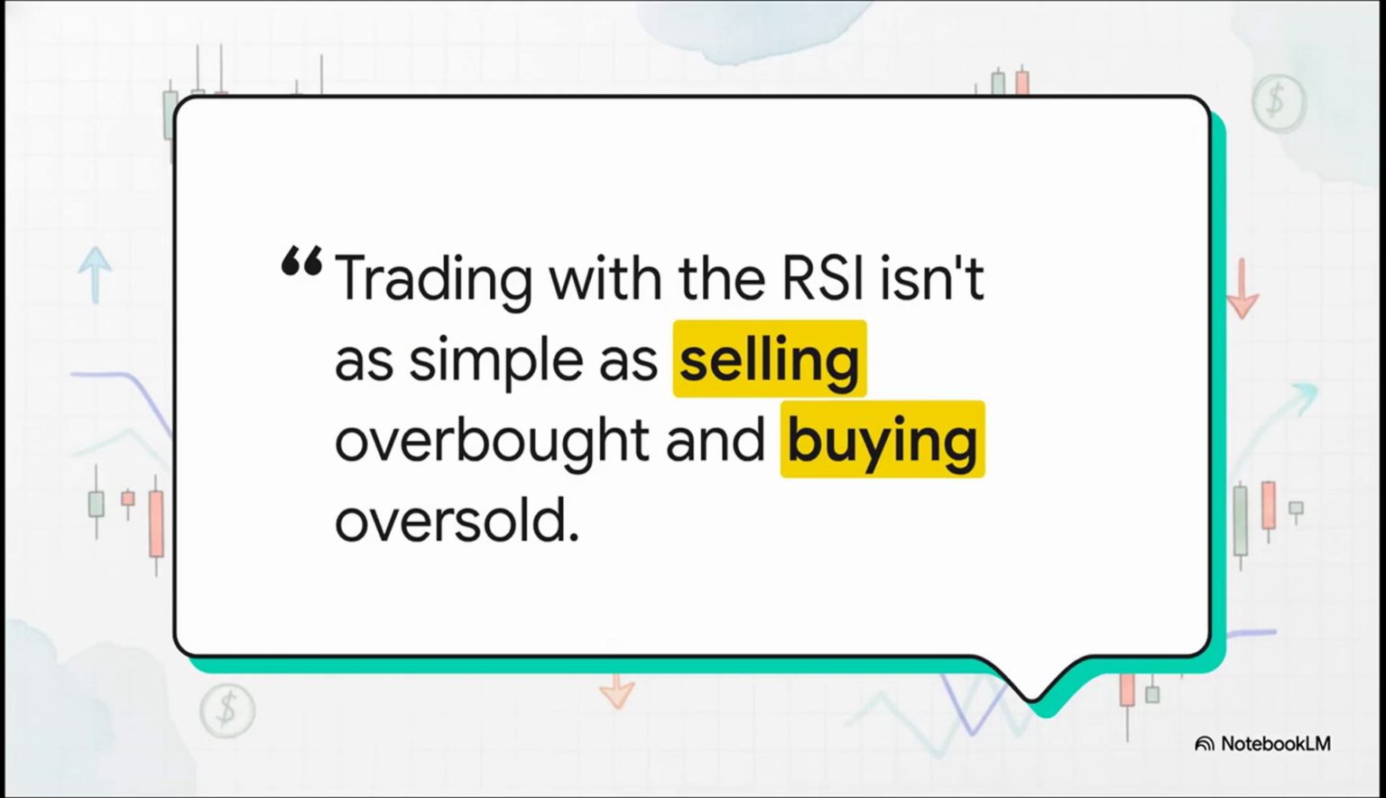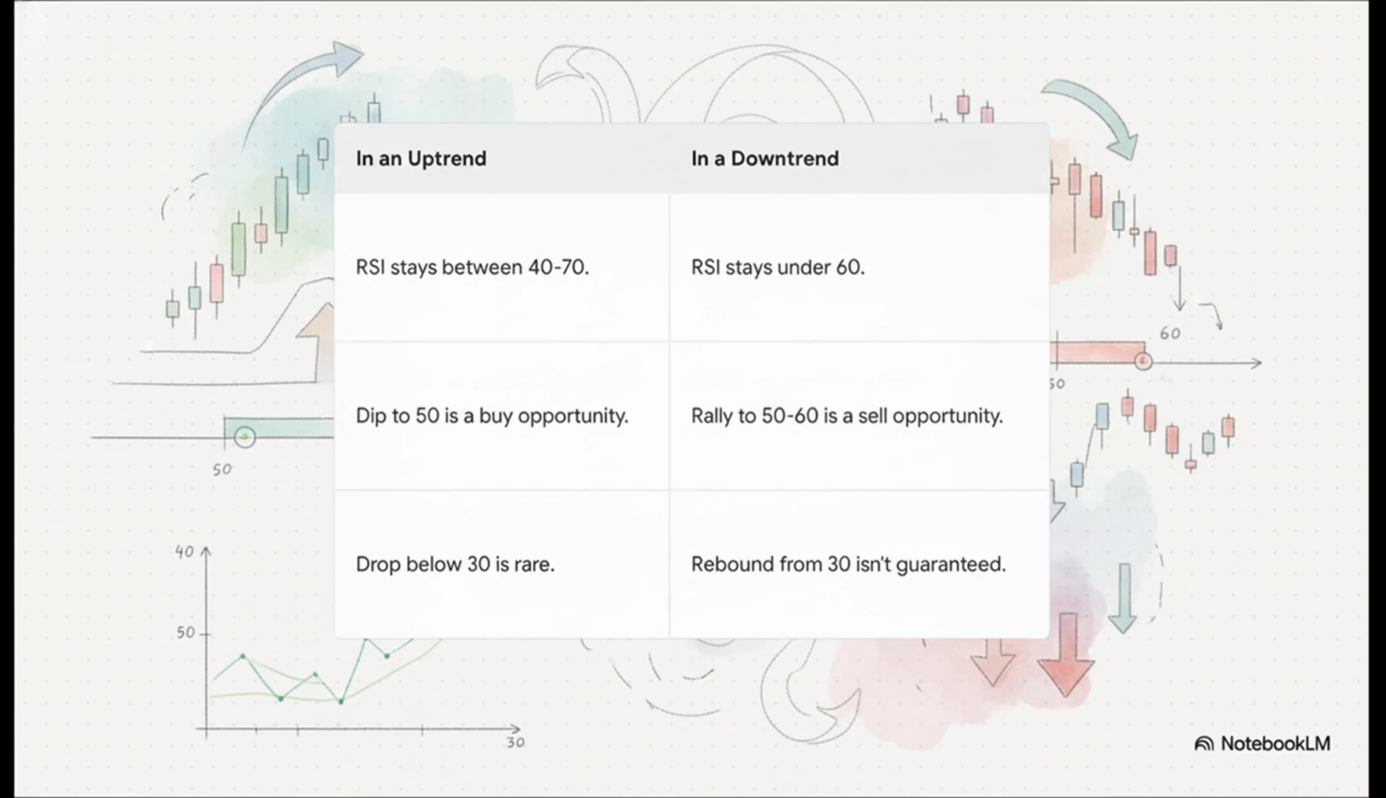Okay, stop right there. This is a huge, huge trap that so many new traders fall into. You might be thinking, awesome, I'll just sell every time it goes above 70 and buy every time it goes below 30. But it is absolutely not that simple. See, in a really strong trend, a stock can stay overbought or oversold for a long, long time. You have to remember, context is everything. And this is exactly where that context comes into play.